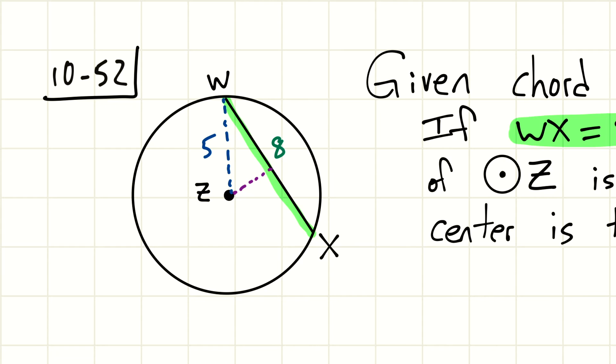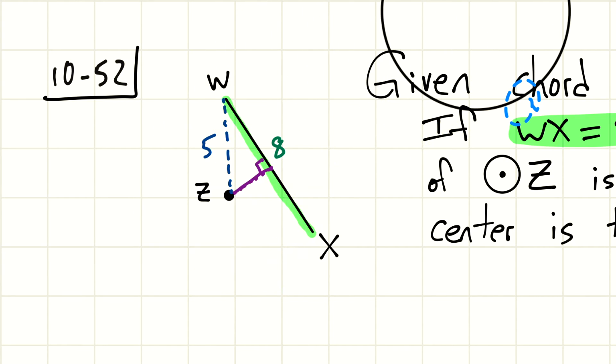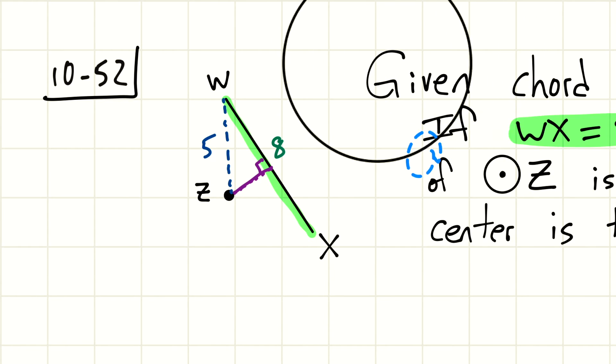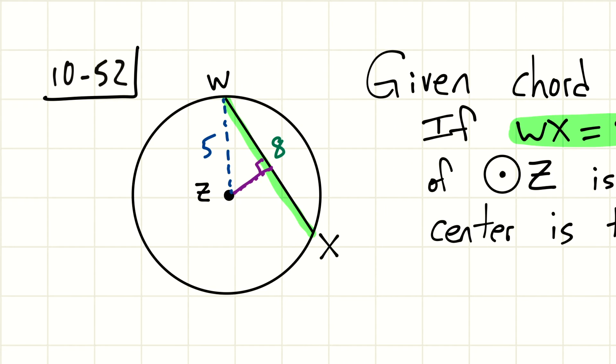This is really what we're trying to figure out, is how far this distance is. If it's perpendicular, you should notice that's a right angle, which means we have a right triangle. The nice part about these circle problems is they're just triangle problems. If I get rid of the circle, it's just a triangle problem.